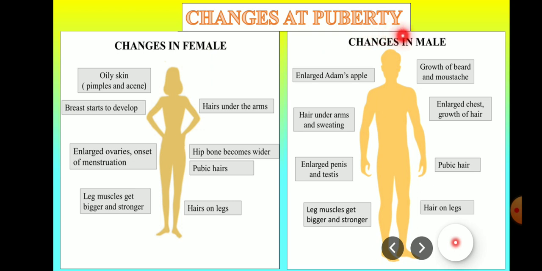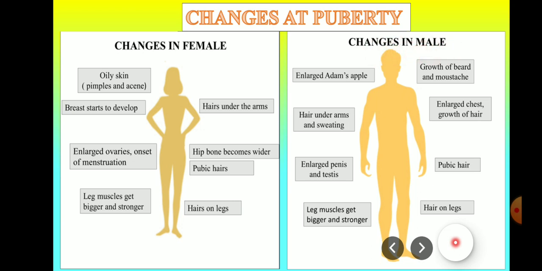Changes at puberty. Now let's see the changes. Changes in females. They can have oily skin, pimples and acne. Breasts start to develop, growing of hair under the arms, enlarged ovaries, onset of menstruation, hip bone becomes wider, growing of pubic hair, leg muscles get bigger and stronger, and growing of hair on legs.